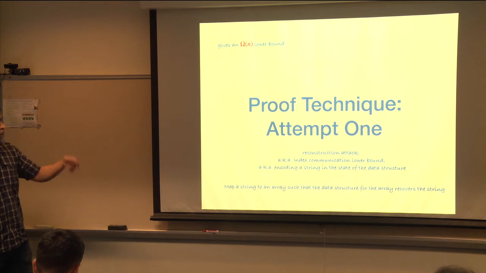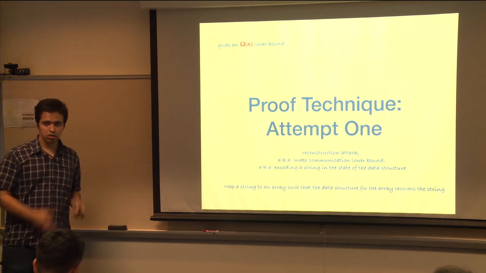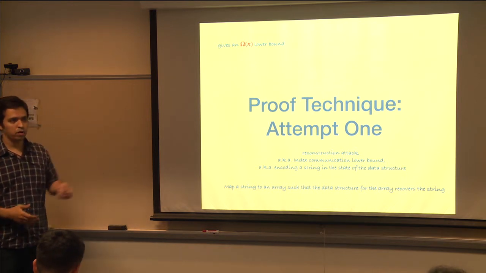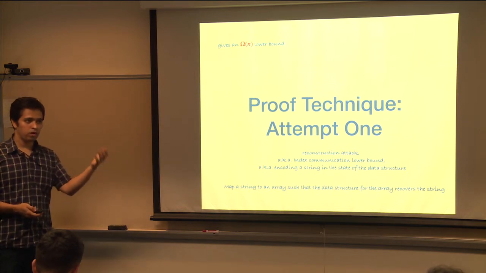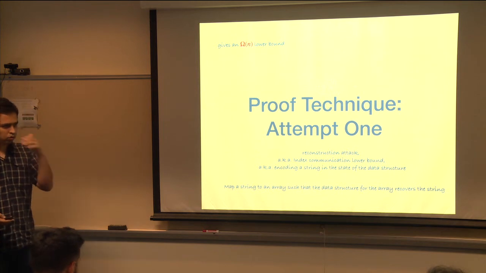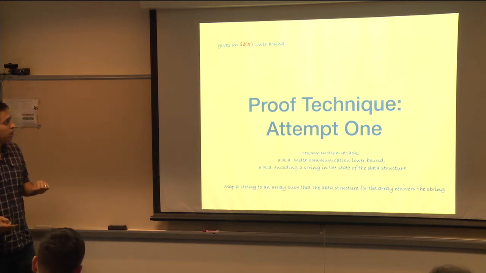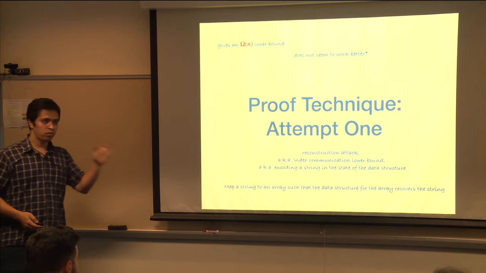And this is enough to give you an omega n lower bound. This is the first approach. You can encode 2 to the n strings directly into arrays and get this. If you want, I can show it to you later. It's a one-line argument. This does not seem to work better.